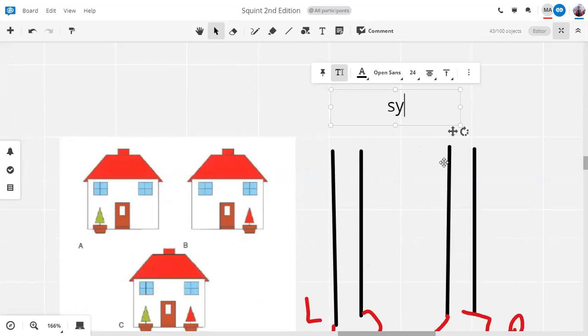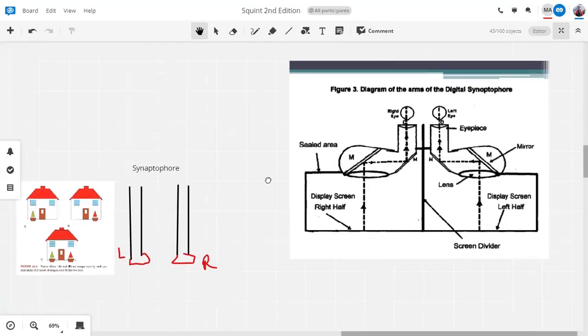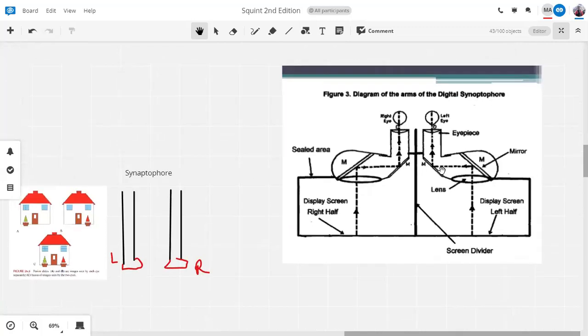That instrument is called a synaptophore. A synaptophore is a very important instrument. It's important in the context of squint. Why? Because the working of the synaptophore is exactly like this. This is a diagram of the synaptophore. It has two different tubes. In order to compensate for the length, they use mirrors so that reflection happens. One eye of the patient looks into the right tube and the second into the left tube, and both of them see different images.